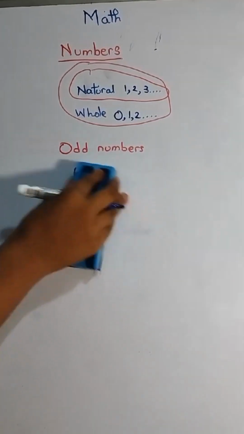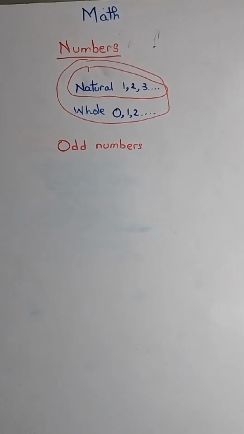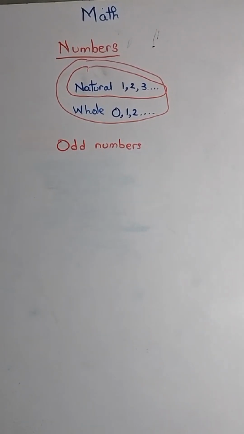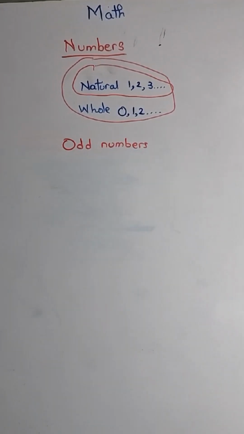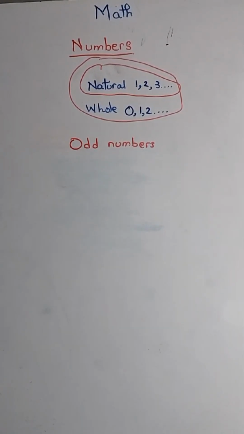But odd numbers are actually alternating with the even numbers. That is, if the number you are on is an even number, then the next number, or the number before it, will be an odd number.